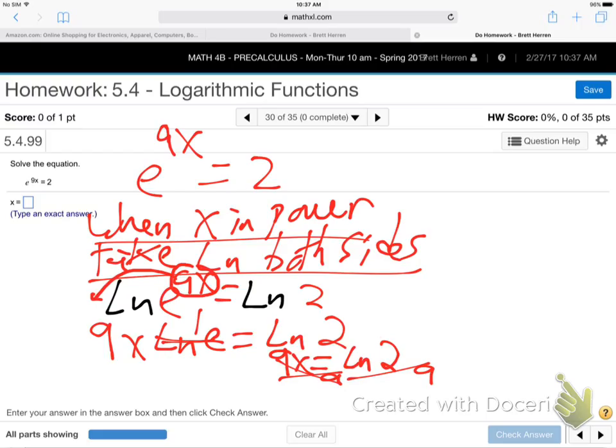So what do you do when x is in power? Natural log of both sides. It dethrones the powers. It brings the powers down. Like that. That good?